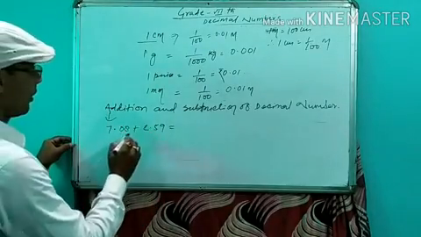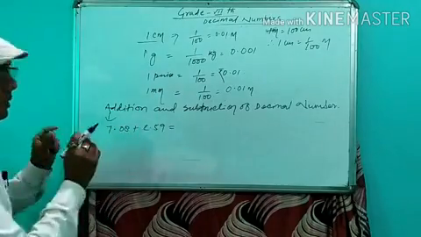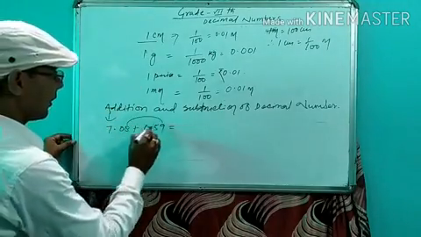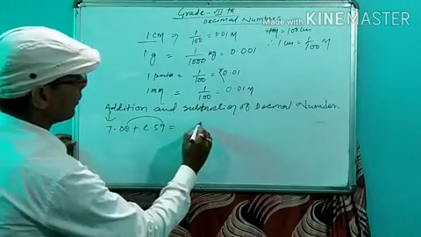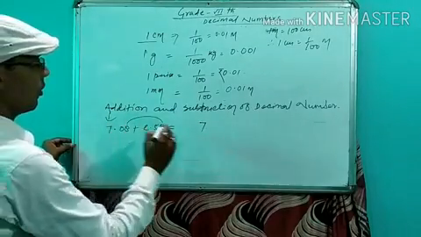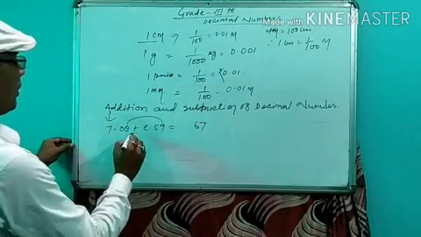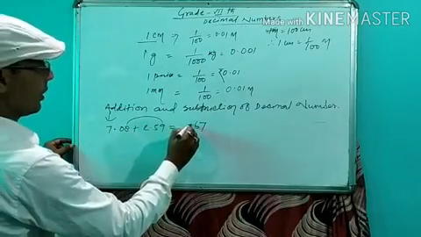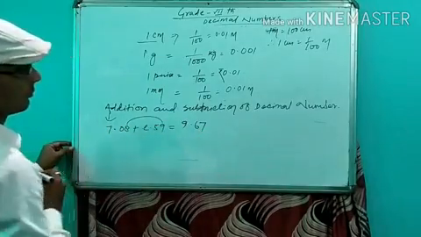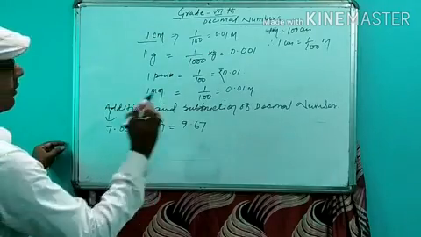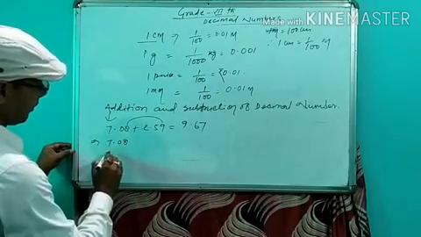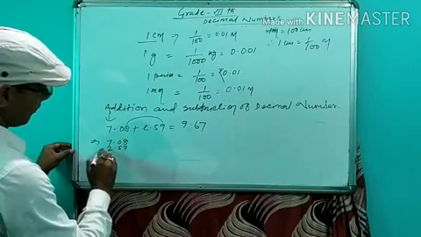You will add. We have to arrange decimal under decimal. 8 plus 9 is 17, 7 carry 1, 5, 1, 6, 0, 6. Now the decimal part is clear. Give decimal. 7 to 9. 9.67. In this way, you have to add.